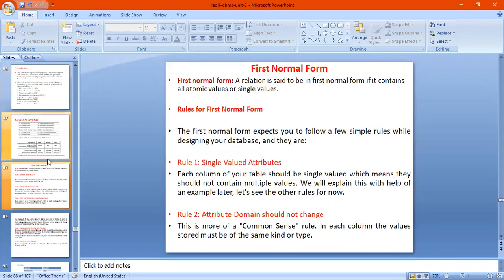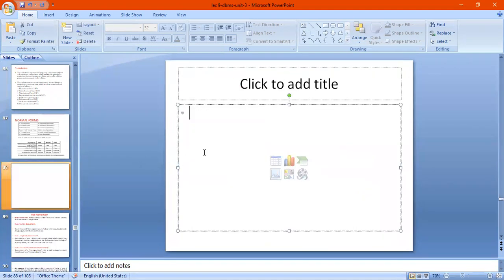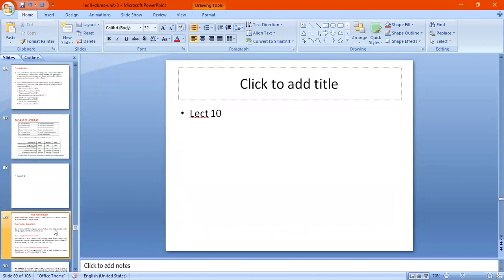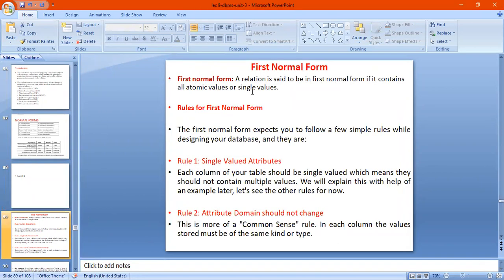In tomorrow's class we will see the first normal form. Before that, let me give a brief introduction. What is first normal form? As we have seen in the laboratories also, a relation is said to be in first normal form if it contains only atomic values, that is, single values.